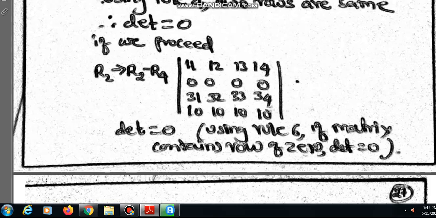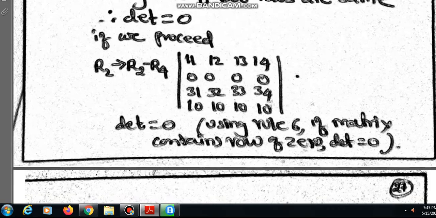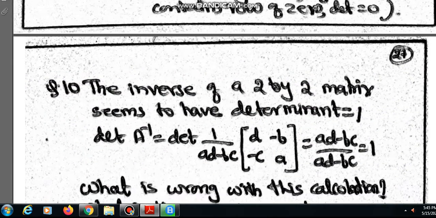Here, what I am doing, I am subtracting row R4 from R2, so I am getting 0. So another rule is that if one of the rows is equal to 0, then also the determinant is equal to 0. So if you proceed further also, it gives you the result that the determinant is equal to 0.